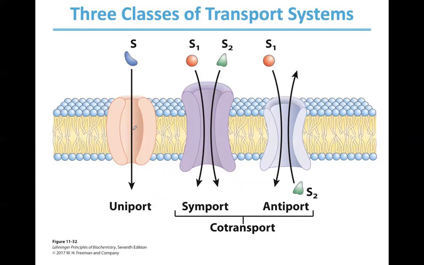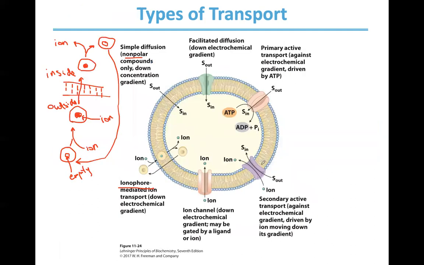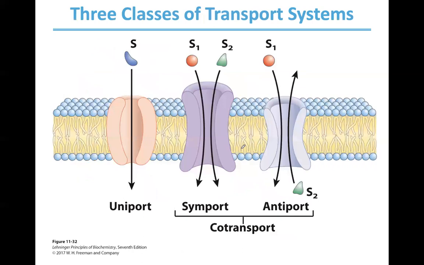The molecule can, so this is facilitated transport. The molecule can just go straight through down the concentration gradient, and this will be uniport, just moving in one direction. Now, if two molecules come in at the same time, in other words, one molecule cannot come in without the other, like secondary active transport, with an ion coming in together with the substrate, the molecule, that is a symport.